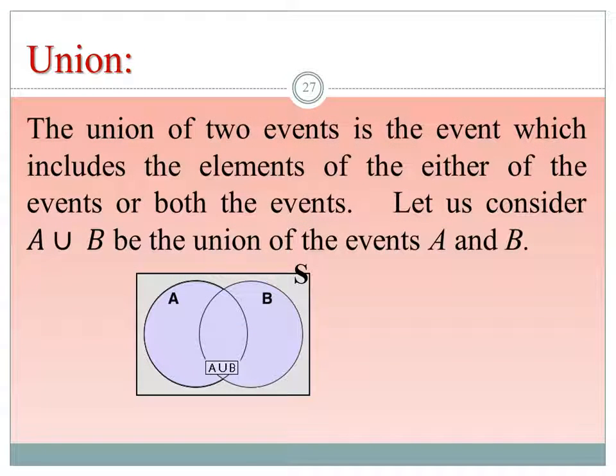Alright, so next, union. The union of 2 events is the event which includes the elements of either event or both events. So let us consider A union B. This is the notation A union B, the union of the events A and B. That means any element belongs to A union B if and only if that element belongs to A or that element belongs to B.